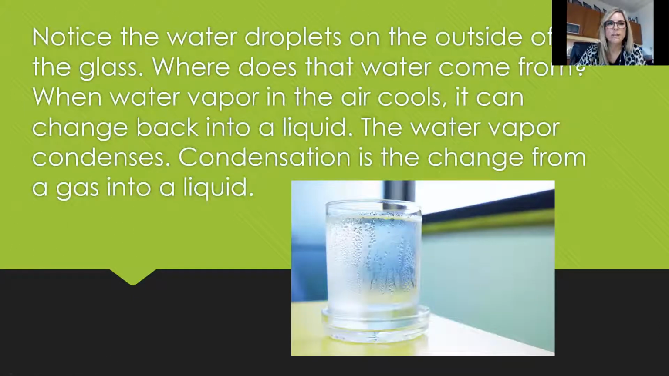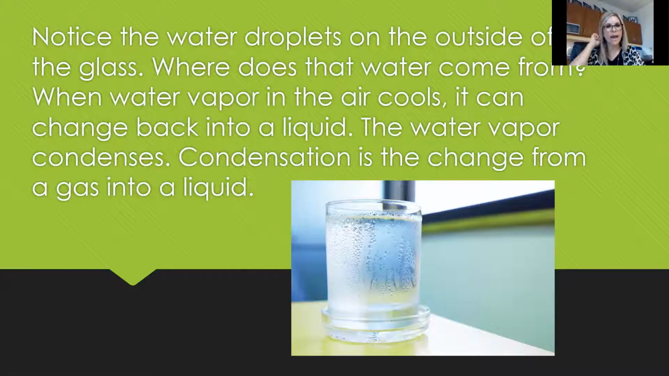So just notice the water droplets on the outside of this glass. Where does that water come from? When water vapor in the air cools, it can change back into a liquid. The water vapor condenses, okay? So this is all talking about condensation. Condensation is the change from a gas to a liquid.